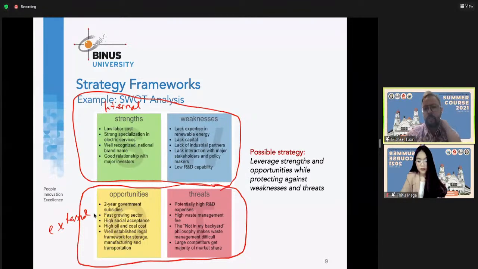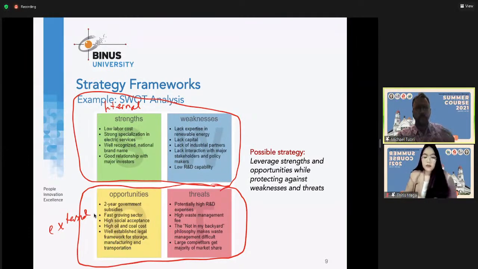And you can put in additional frameworks inside of these. If you just ask, what are the strengths and what are the weaknesses, you might be biased towards what your position is, or you might overvalue something that the customers don't value as much, things like that. So you can put in another framework like value chain analysis and look at every area of the business and figure out what the strengths and weaknesses are.